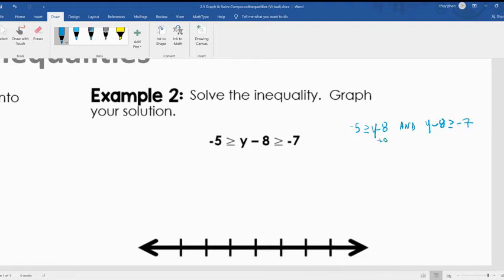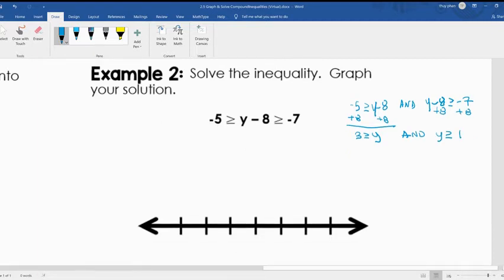Then we can solve for that. I'm going to get 3 is greater than or equal to y, and notice I'm writing my "and" again, and we're going to get y is greater than or equal to 1. So that's your solution. I'm going to go ahead and graph this to see what happens, and then I'm going to show you another way to solve.